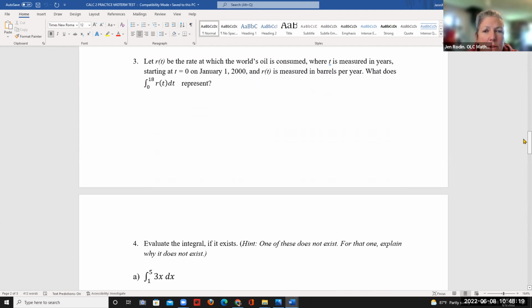So the rate at which the world's oil is consumed is represented by R of T. T is in years, starting at T equals 0 on January 1st, 2000, and R of T is in barrels per year. So we're talking about the integral of a rate. Just like the integral of velocity is position or distance, the integral of a rate of oil consumption would just be the amount. So it comes out to be the amount of barrels. From 0 to 18 would be from 2000 to 2018.